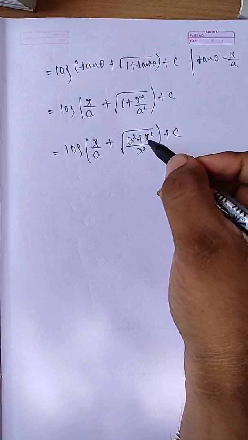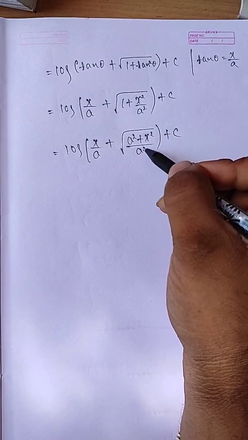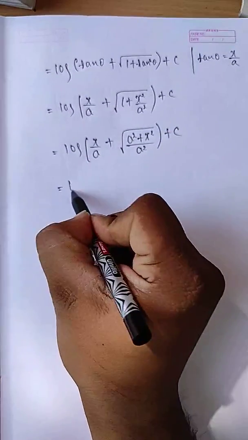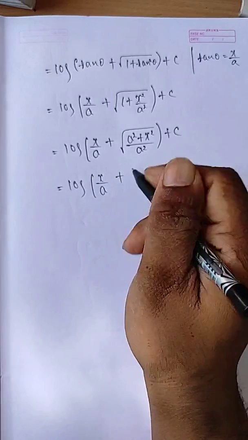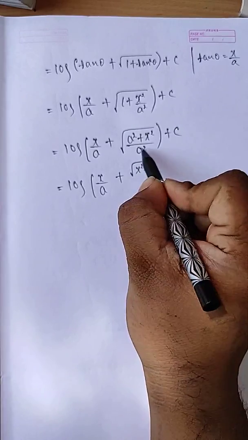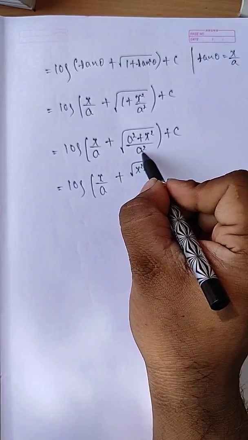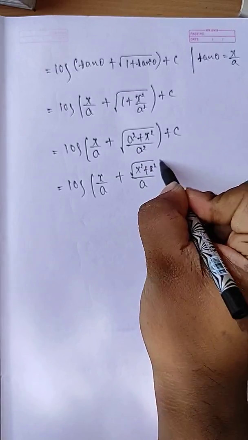Is it clear? Now root of a square plus x square by a square: the a square in the denominator comes out of the root as a. So we get log of x by a plus root of x square plus a square by a plus c.